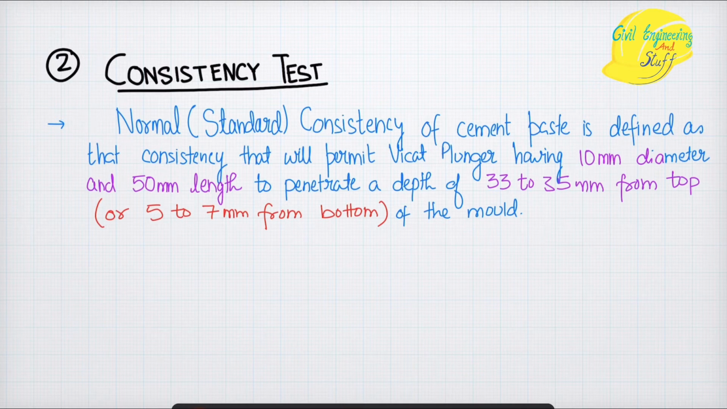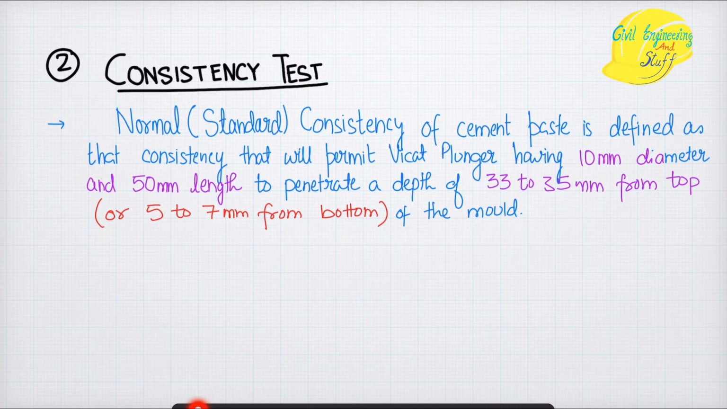The normal or standard consistency of the cement paste is defined as that consistency that will permit a Vicat plunger having 10 mm diameter and 50 mm length to penetrate a depth of 33 to 35 mm from the top, or 5 to 7 mm from the bottom of the mold. Alright, so this is the definition for the consistent cement or cement consistency.